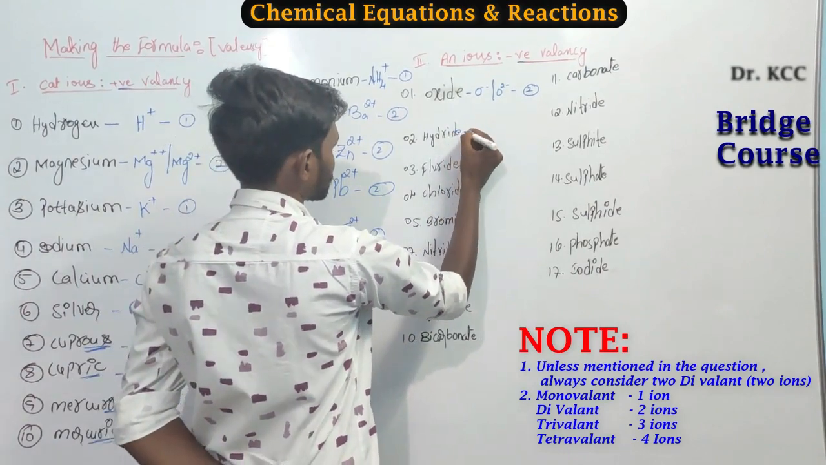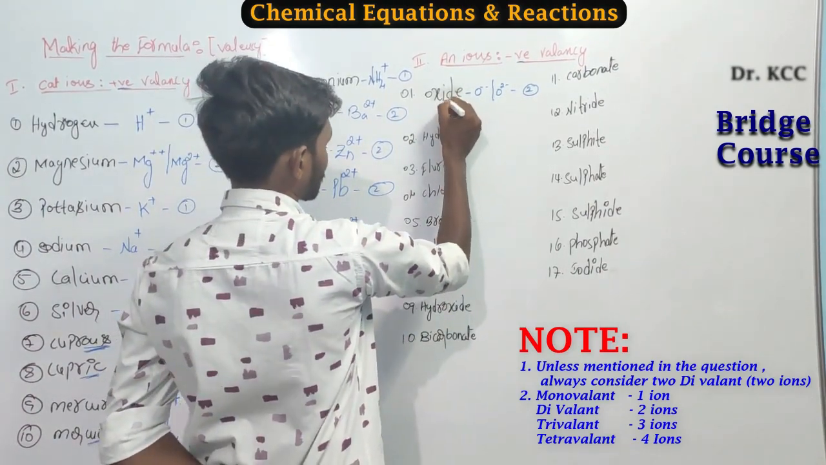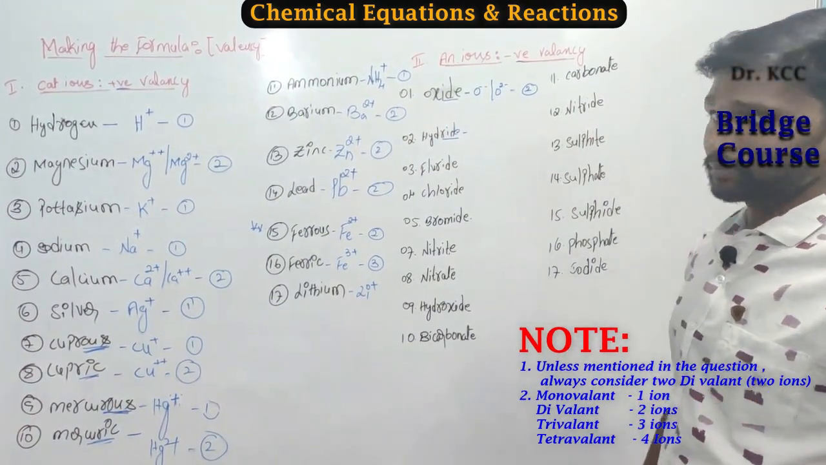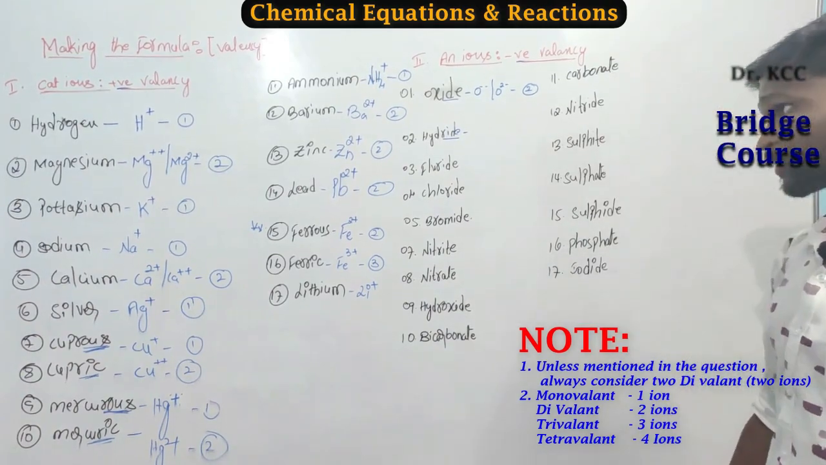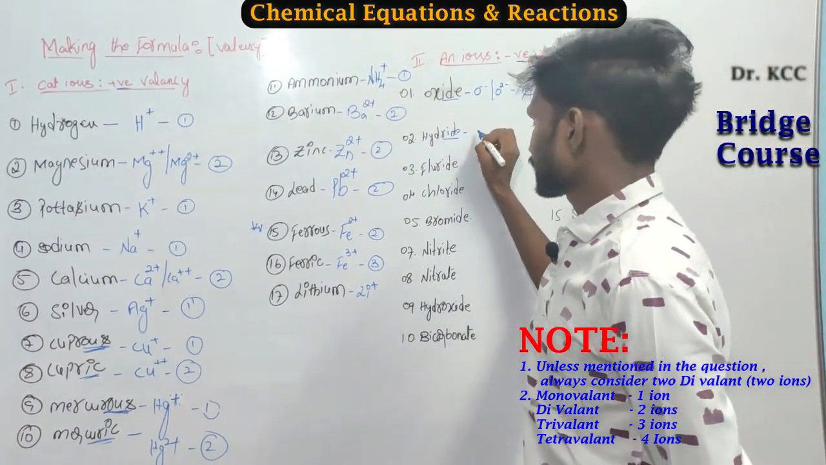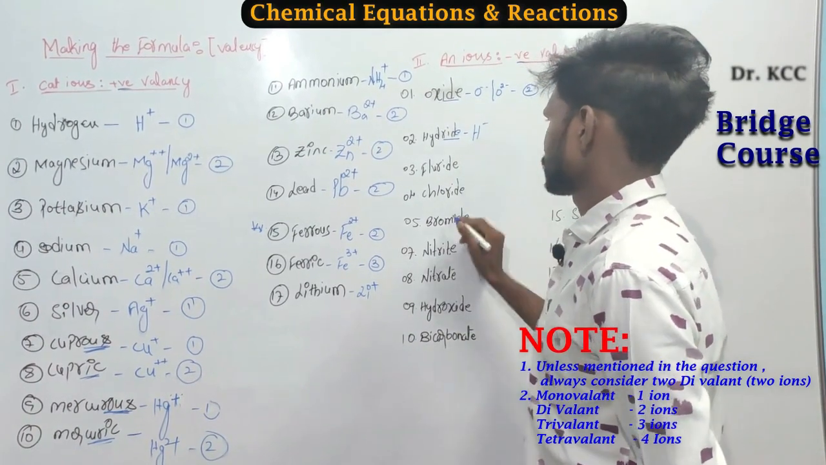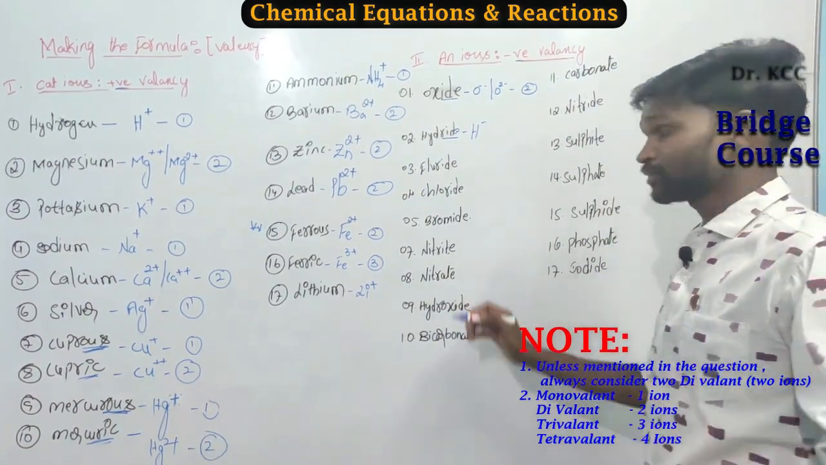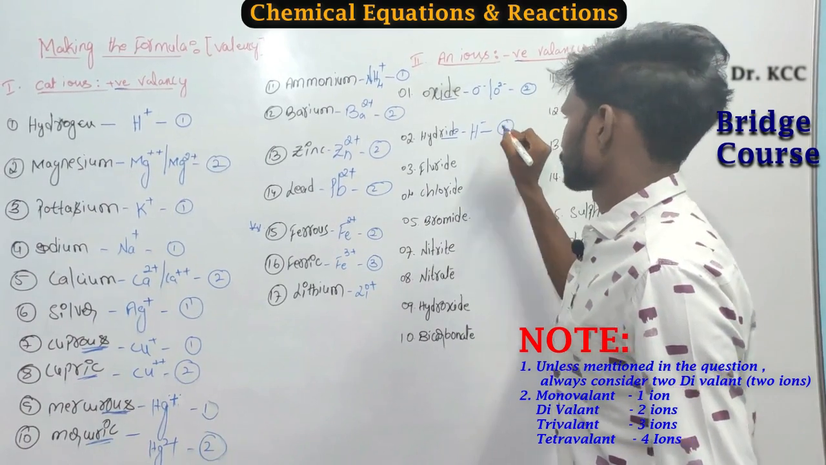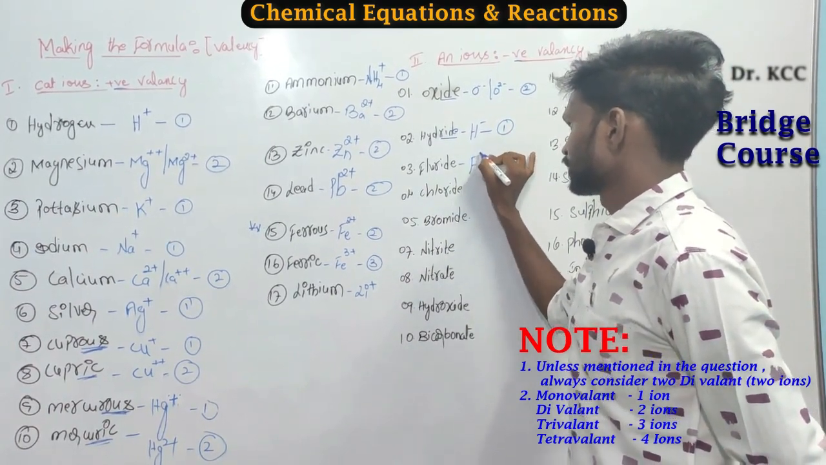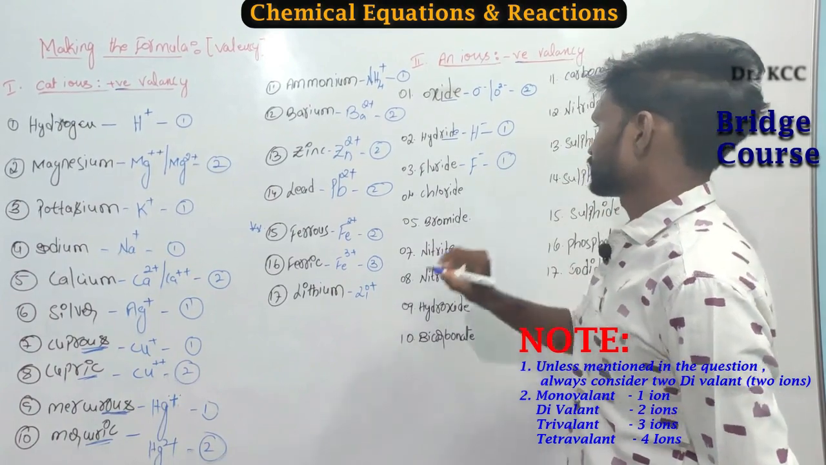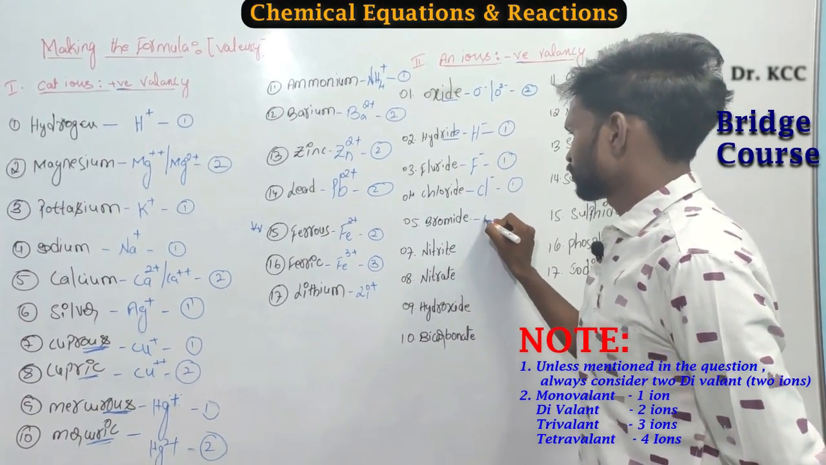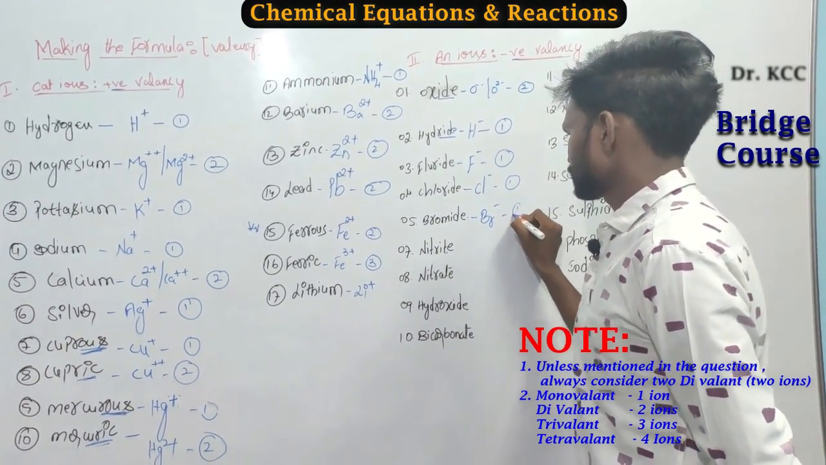Similarly, hydride. Whenever I come across -ide, which represents its own element, which means oxide means oxygen, hydride means hydrogen. It's not combined with any other element, it's in a free state. Done. So hydride means H-, which means that 1 minus indicates it's gaining 1 electron, therefore its valency is 1. Similarly, fluoride, that is F-, its valency is 1. Chloride, Cl-, its valency is 1. Bromide, Br-, its valency is 1.